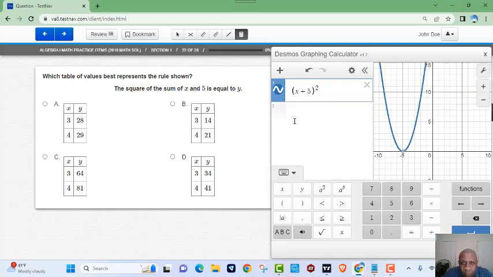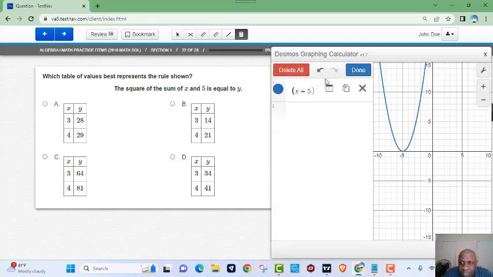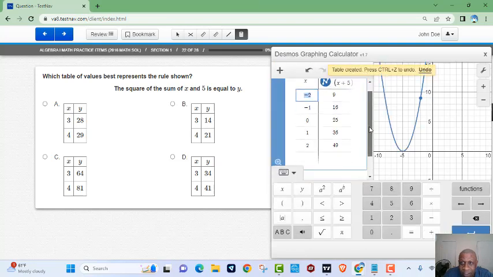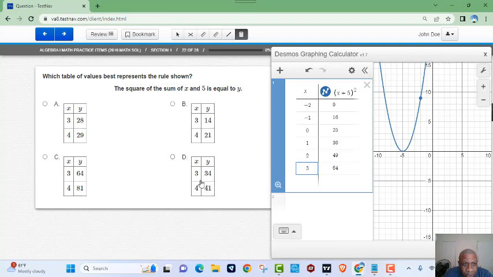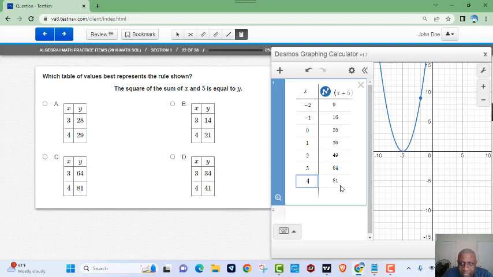So I could put y equals, but we can see here, anyway, we have it here. So this is the graph of the square of the sum of x and 5. Now, if I want to find out which one of these would be accurate for the table, I'm just going to hit my gear icon, my table icon here. Then, let me just move this down a bit. And let me put in 3. Let's see what I get. For 3, I get 64. So it looks like it's going to be this one. Let me put in 4 just to see what's up. 4, I get 81. So there, C. That's what it is. That was simple. Okay, on to the next question.